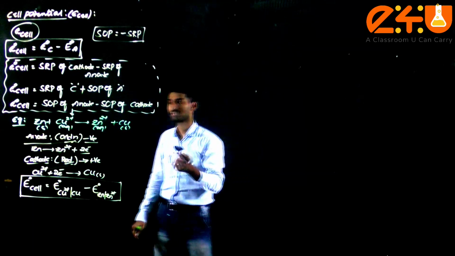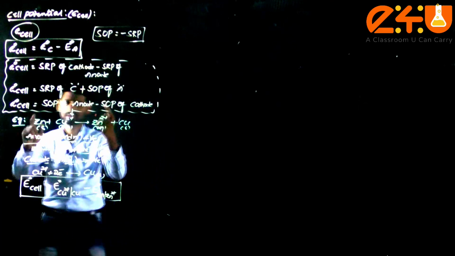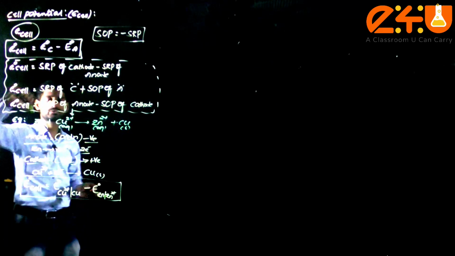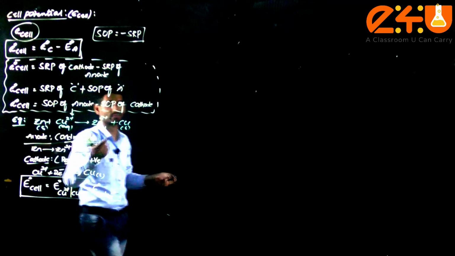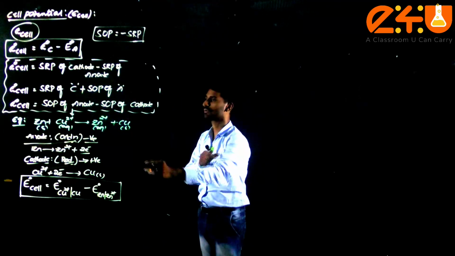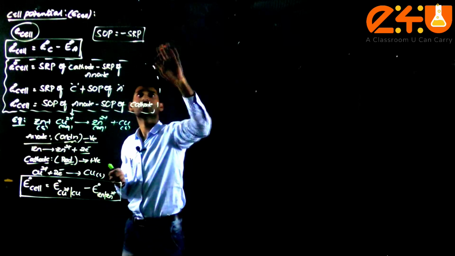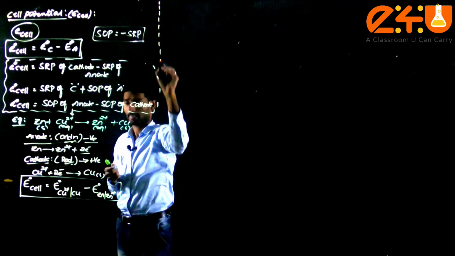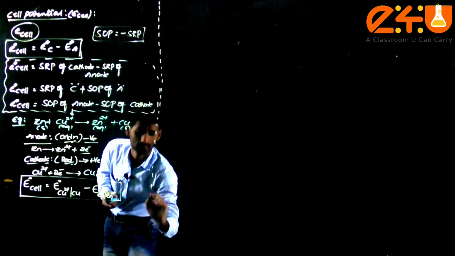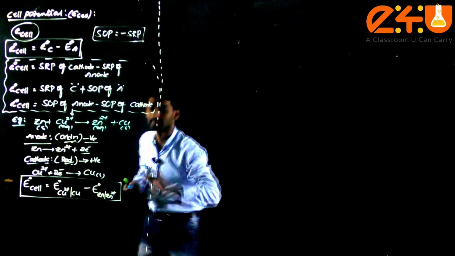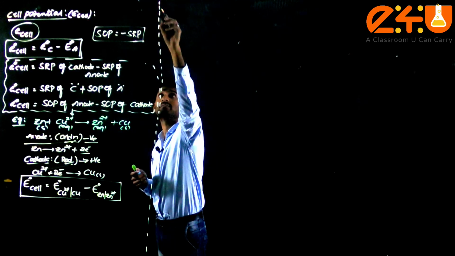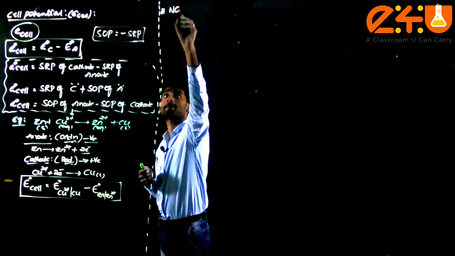Next one. Now you understood what cell potential is, what reduction potential is, and what standard reduction potential is. Next, how to calculate E naught cell. Next, very important, is the Nernst equation. This is very important.